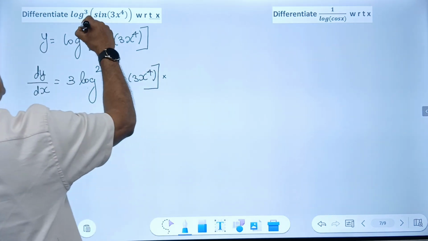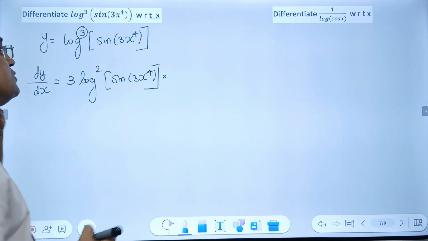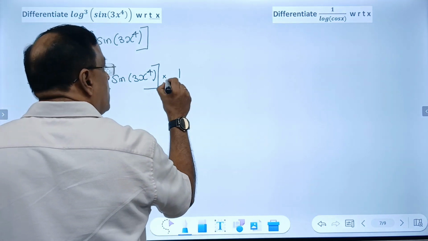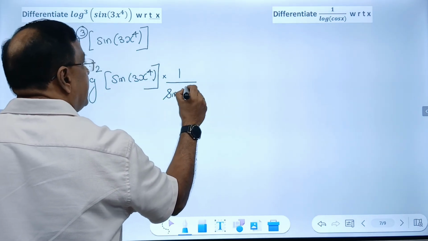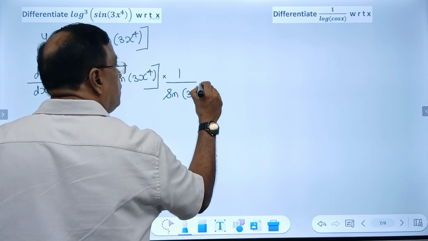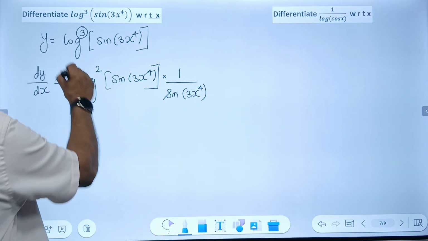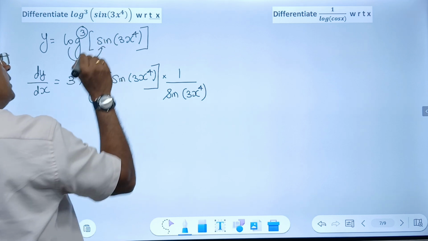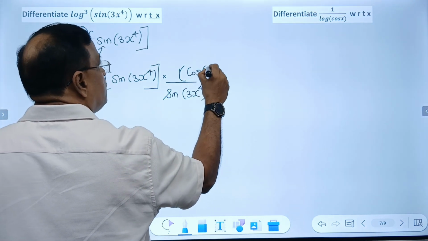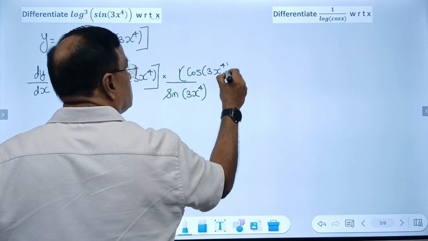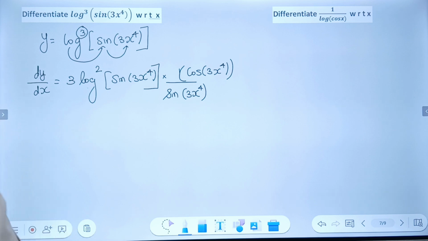Into, after dealing with this, what do I see? Next I see log. What is differentiation of log? Log x is 1 by x. So what is log of this? 1 by sine of 3x power 4. So I differentiated log. After differentiating log, what do I see? I see sine. What is the differentiation of sine? Cos of 3x power 4. After differentiating sine, what do I see? I see 3x power 4.